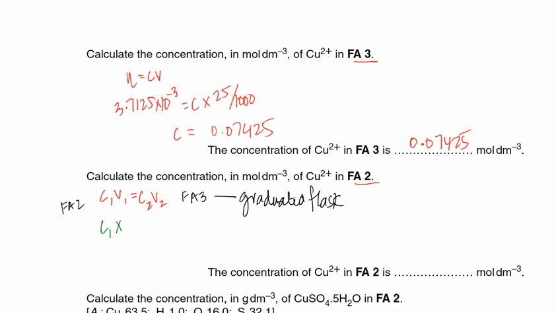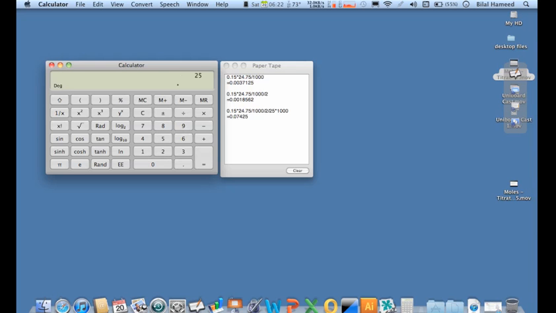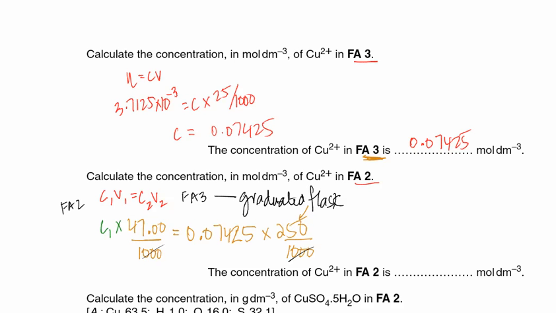So in dilution I took 47.00 over 1000, which is equal to C2, the new concentration of FA3, which is 0.07425 into 250, because that came from the graduated flask, over 1000, and the thousands cancel out. It's 0.07425 into 250 over 47. So let me do the math for this. Into 250 divided by 47. I get 0.3949 moles per dm cube.